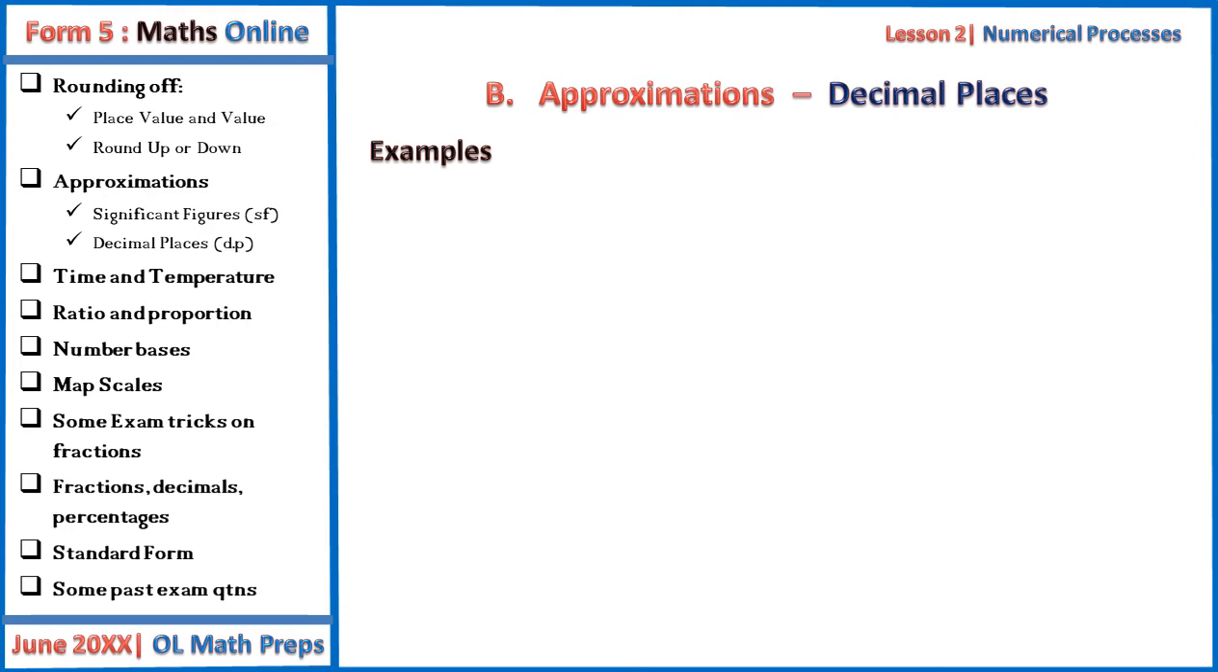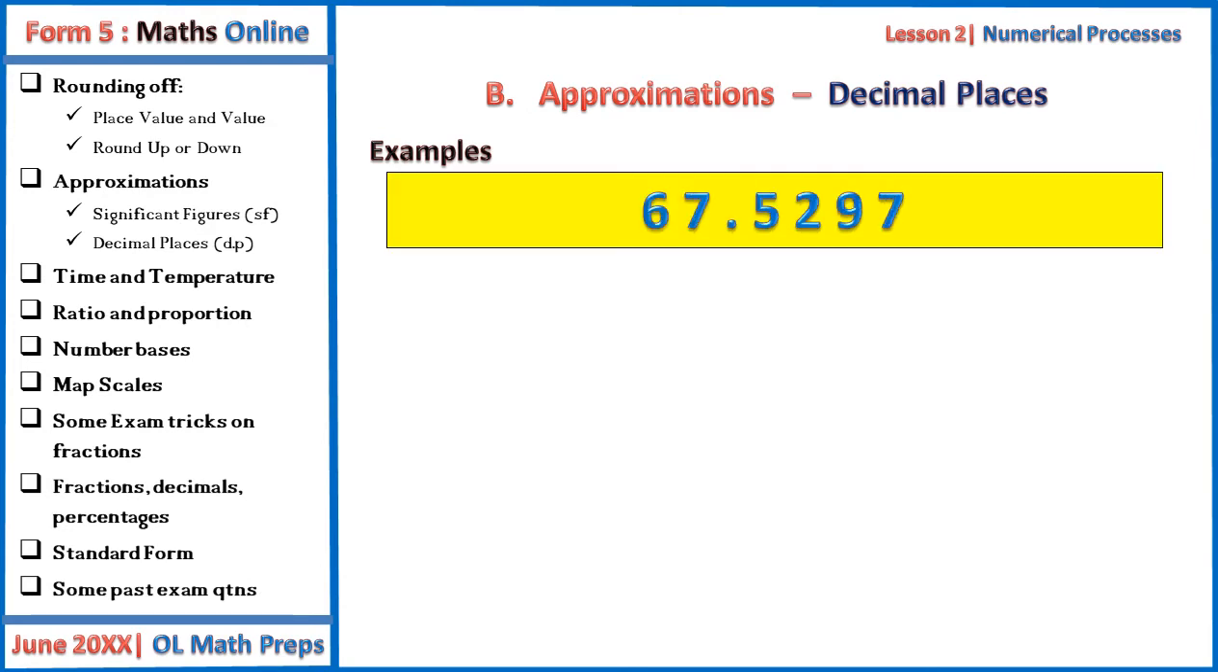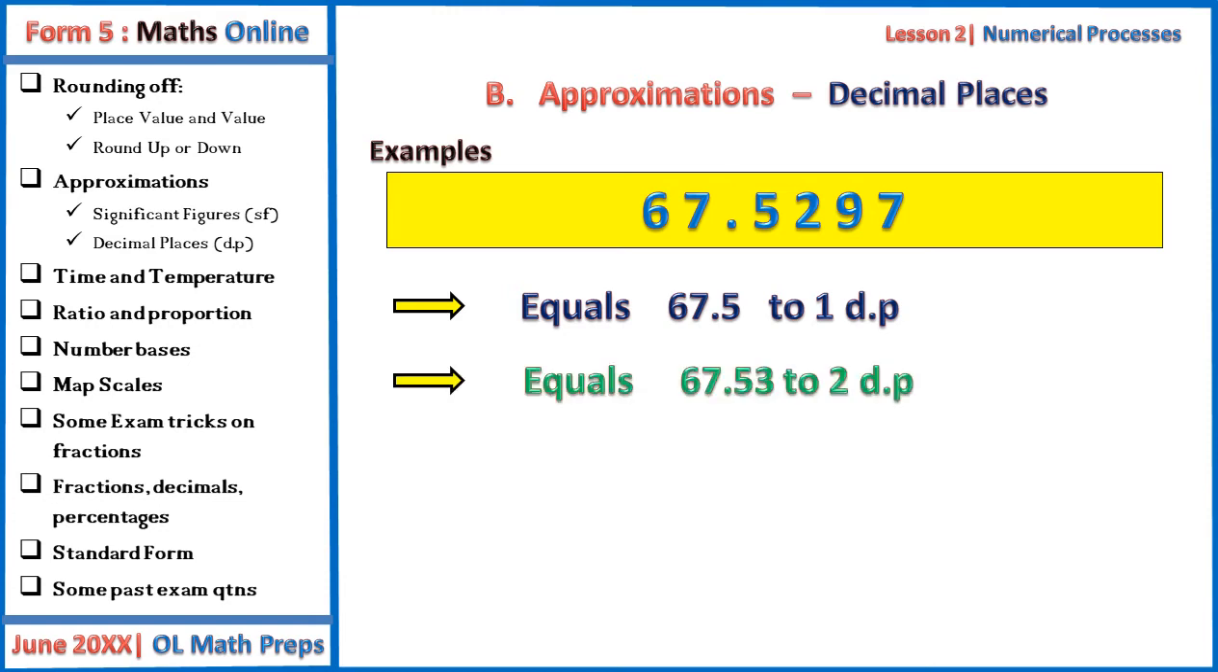Let's take some examples on decimal places. Express 67.5297 to one decimal place. The first decimal place is 5. The 2 after it will not affect it. So to one decimal place, we stop at the 5, and since it will not be affected, it gives us 67.5. To 2 decimal places, we have 67.53.